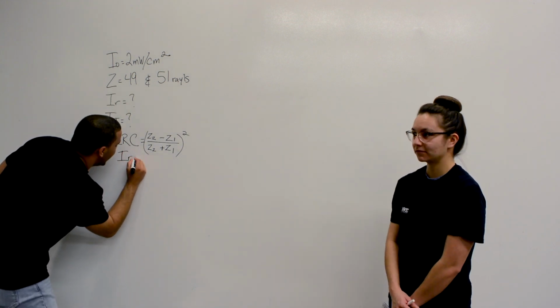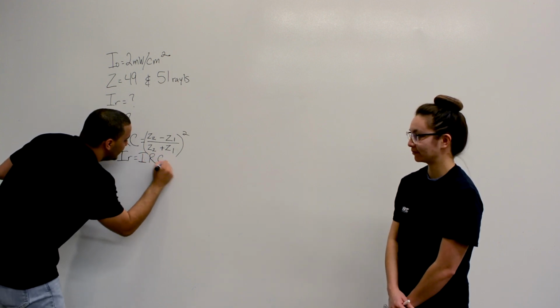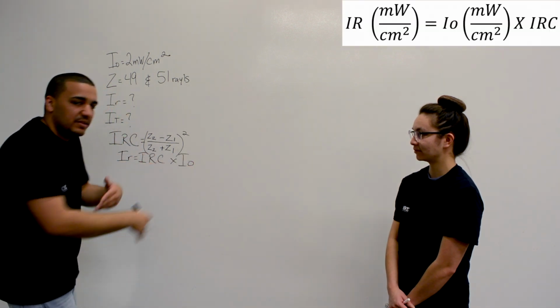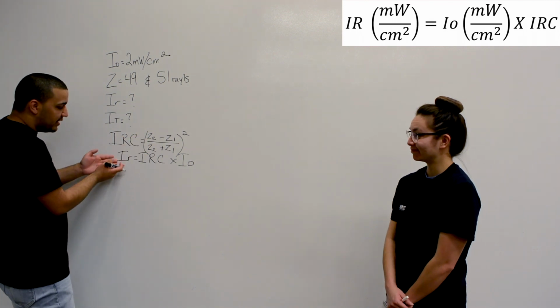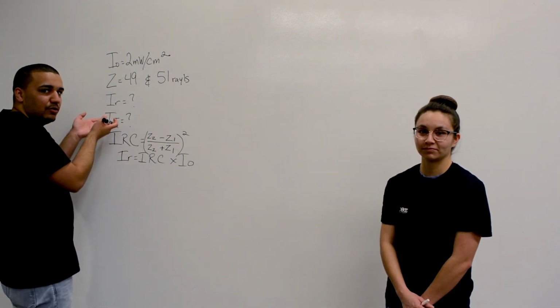But we go ahead and take it right here. You solve for IR, your intensity reflected, and you take IRC times your initial intensity. I tend to put initial intensity times IRC, but it doesn't matter. It'll get you the same place. After these steps, we would have solved for intensity reflected. But intensity transmitted, that's a whole other story.